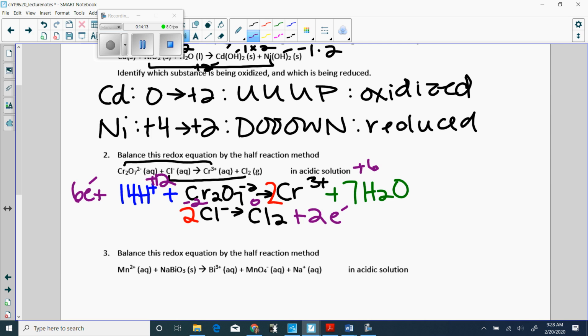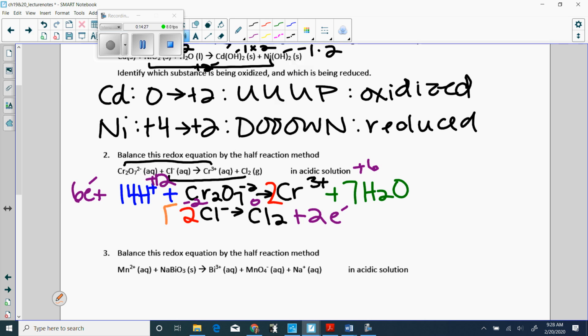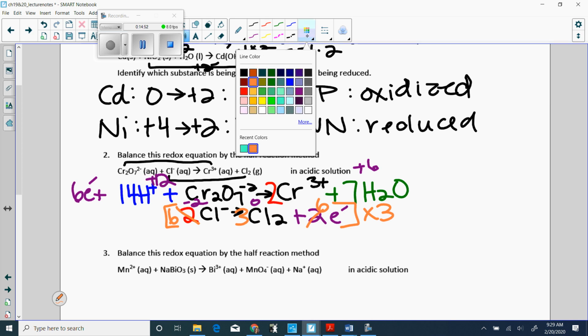So our next step is to balance the electrons by multiplying the reaction. I'm going to pick orange for that. So these 6 electrons can't turn into 2. They have to match, so I'm going to multiply this whole thing by 3 so that the electrons match. Not that it's turning into it, it's just happening 3 times. So now this turns into a 6, this turns into a 3, this turns into a 6. The next step, now we're going to add them together.